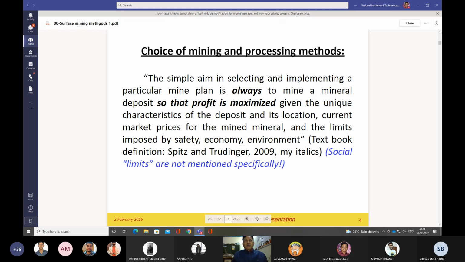For every deposit, the aim is that profit is maximized given the unique characteristics of the deposit and its location, the current market prices for the mined mineral, and the limits imposed by safety, economy, and environment. Whenever you are going for mining, you have to take care of the safety of the people. It should be economically viable, and it should be environment friendly. So you should take care of the environment. These are the things you have to keep in mind while selecting a mining method.